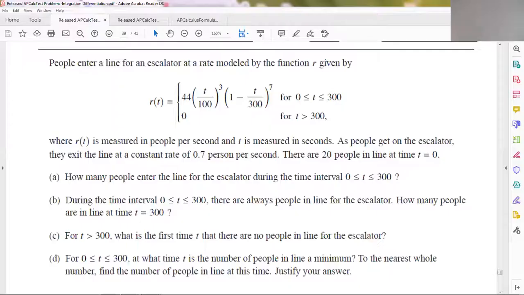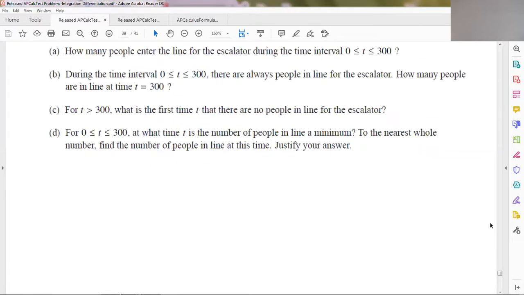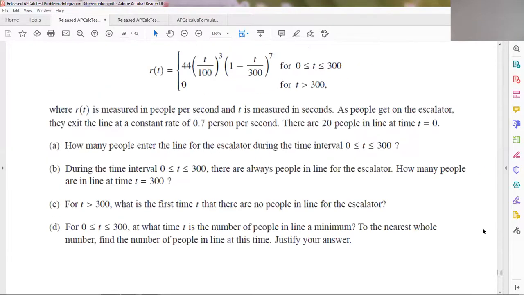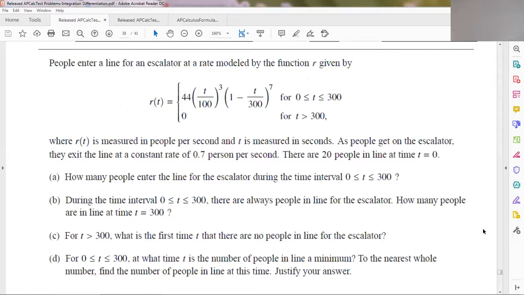Okay. Here is the problem. Released in 2018, it's calculator allowed. Yes. And it says people enter a line for an escalator at a rate modeled by the function r given by this piecewise function.